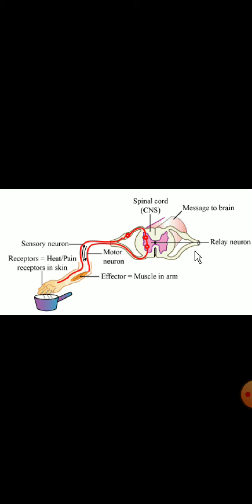Now in the figure, the message to the brain is also shown. So that we need to consider for the nervous system. In this reflex arc and reflex action, we will not consider it. When it is related to the nervous system, then we need to include the brain also. So this is all about reflex actions and reflex arc.